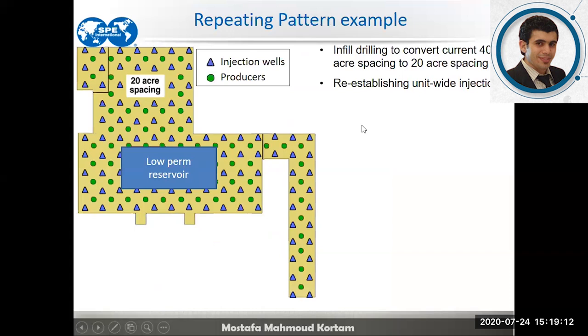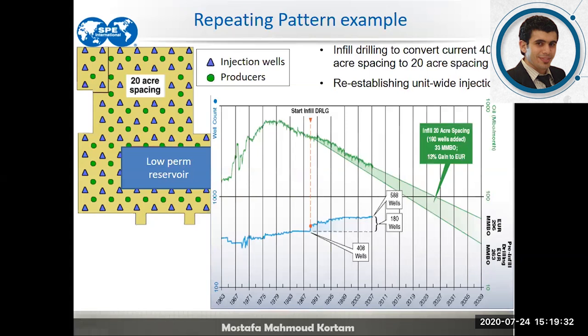They had a plan not to change the pattern, but to change the spacing and increase the number and intensity of wells by drilling more infill wells, decreasing the spacing. They re-established another injection plan, or expanded the injection plan, to support and provide water for the newly added injector wells. They got incremental oil from the time of starting infill wells, decreasing the spacing and minimizing the pattern size of the injection. They were running with 408 wells. They increased it to 588.